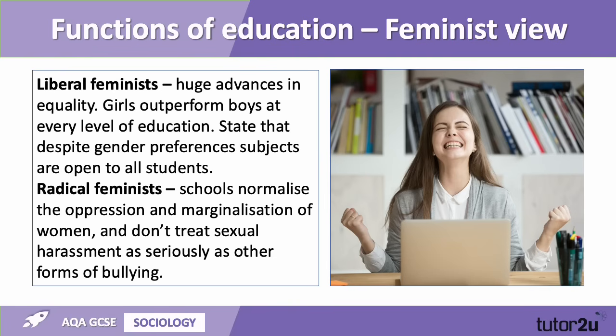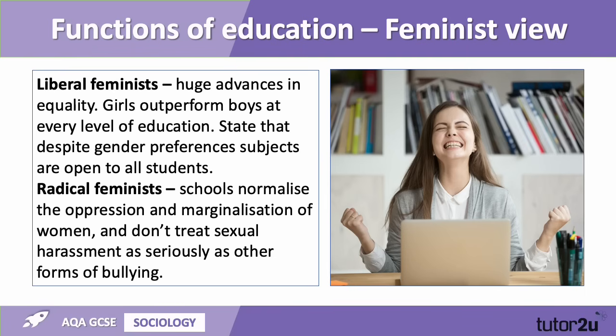Radical feminists argue that the education system is still fundamentally patriarchal and continues to marginalise and oppress women. It does this through some processes that we've already mentioned, such as a hidden curriculum, but also through normalising the marginalisation and oppression of women. So by the time girls leave school, they see it as normal and natural rather than as patriarchal oppression. Radical feminist research has also looked at sexual harassment in education and how it is not treated as seriously as other forms of bullying.